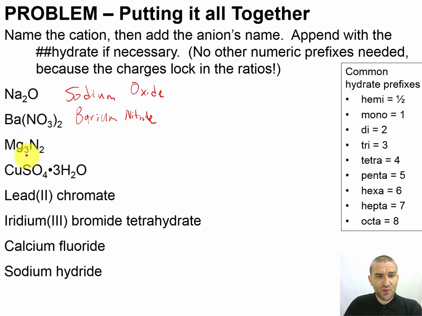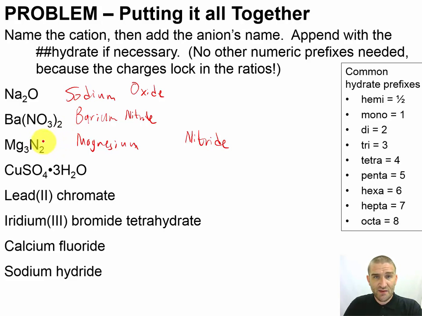So next up we have Mg3N2. We're going to have magnesium. Then we're going to have nitride. We know it's nitride and not nitrate because the ate and ite endings are from our oxo ion families. If there's no oxygen associated with that atom, it doesn't get that ending. It gets the IDE. So this will be a nitride.